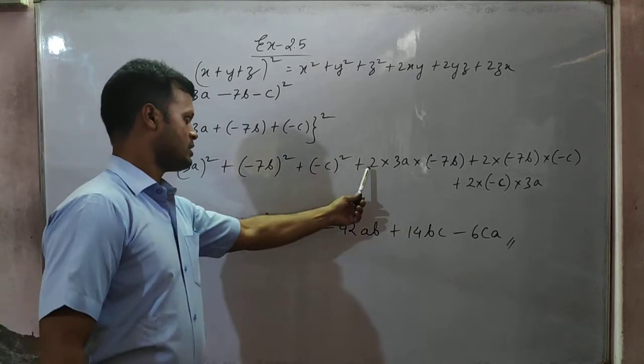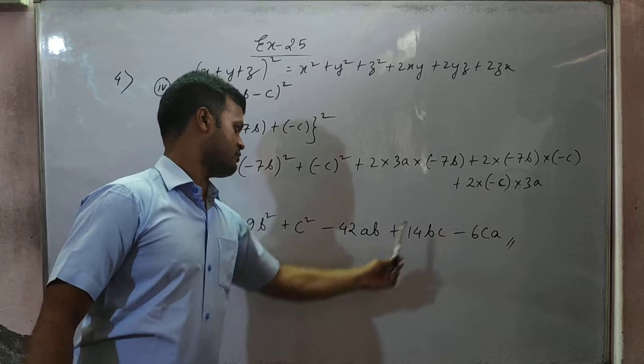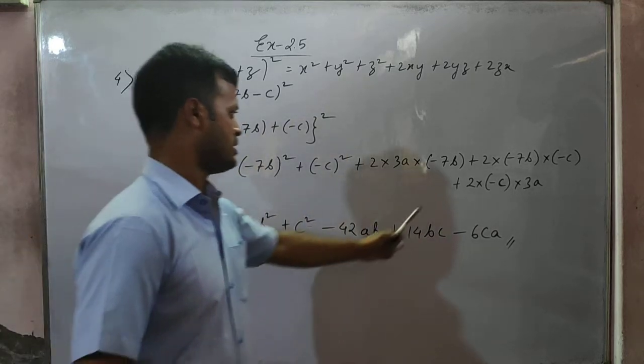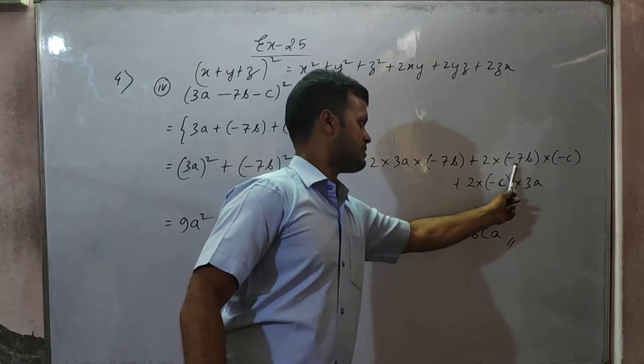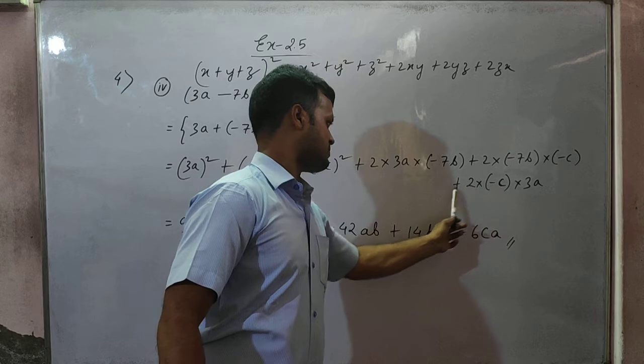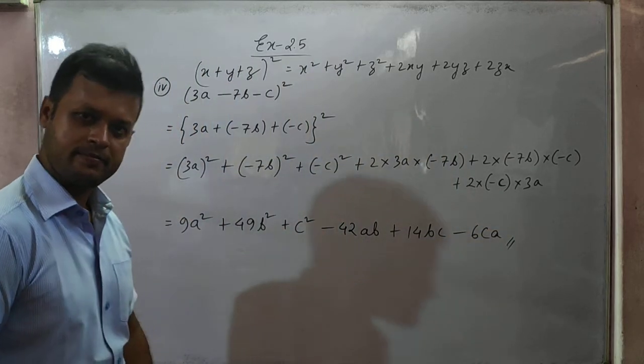And now you see here, 2 into 3 is how much, students? 2 into 3 is 6, 6 7s are 42. And minus plus this is minus, minus 42AB. Minus minus plus, 7 into 2 is how much? 14BC. And this one minus plus minus, 2 into 3, 6CA. Is it okay? Understood?